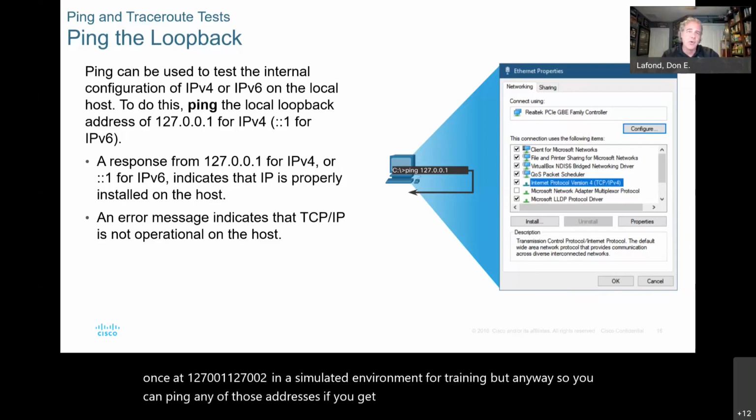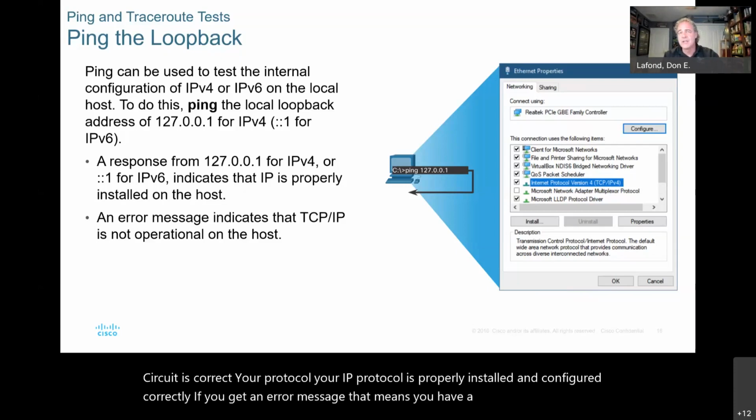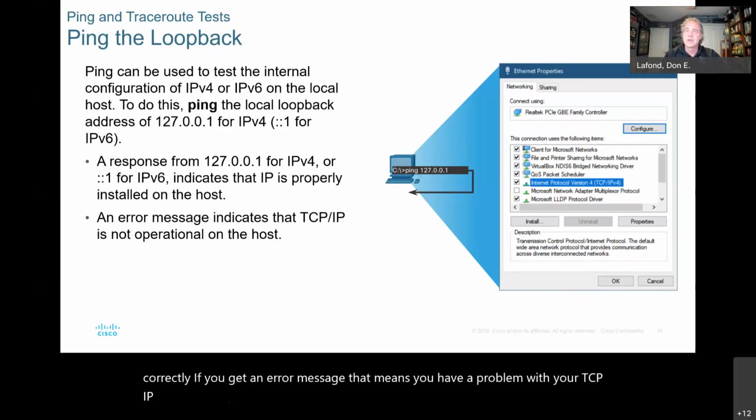If you get a response, that means that your IP circuit is correct. Your IP protocol is properly installed and configured correctly. If you get an error message, that means you have a problem with your TCP/IP stack, and you need to look internally to see what that problem is.